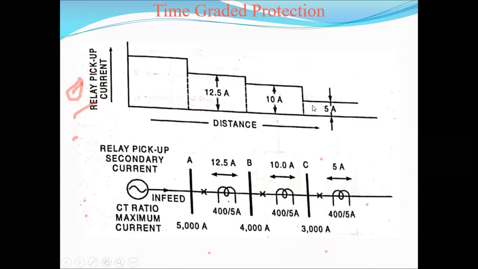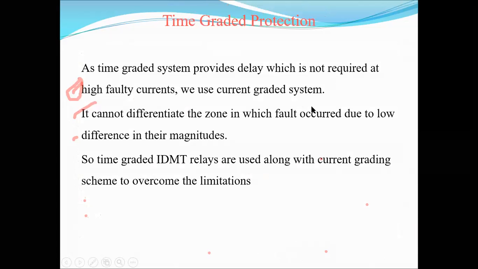If the current exceeds 5 amperes, in that case only this part of the feeder line is disconnected from the supply. If the current exceeds 10 amperes, in that case up to this point the feeder line is disconnected from the supply. Suppose the current exceeds 12.5 amperes, in that case the overall feeder line is disconnected from the supply. A time gradient system provides delays which are not required at high fault currents.